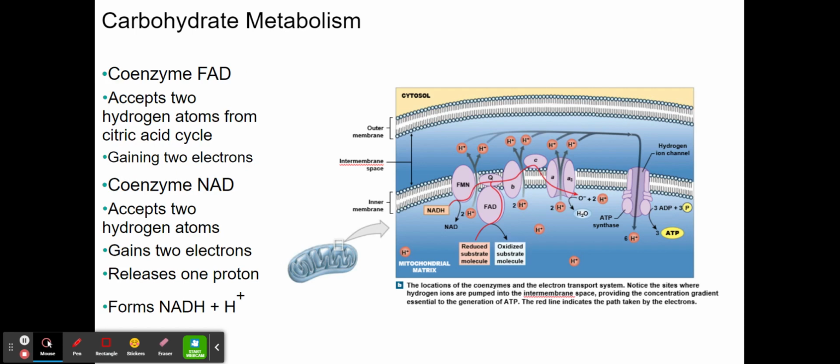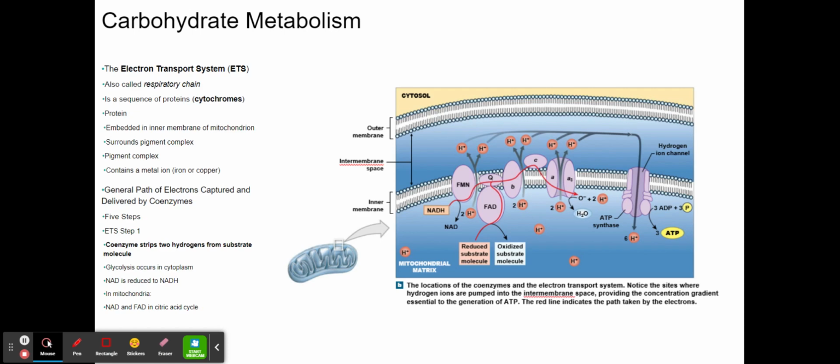The coenzyme FAD accepts 2 hydrogen atoms from the citric acid cycle. In doing so, FAD gains 2 electrons, forming FADH2. The oxidized form of the coenzyme NAD has a positive charge. This coenzyme also gains 2 electrons as 2 hydrogen atoms are removed from the donor molecule, resulting in the formation of NADH and the release of a proton. For this reason, the reduced form of NAD is often described as NADH plus H+.